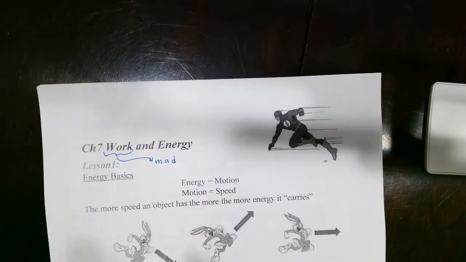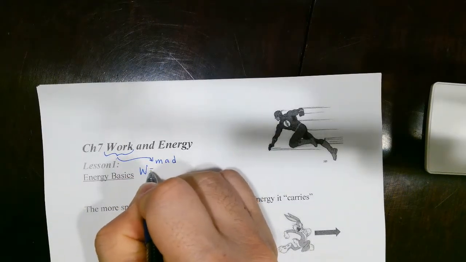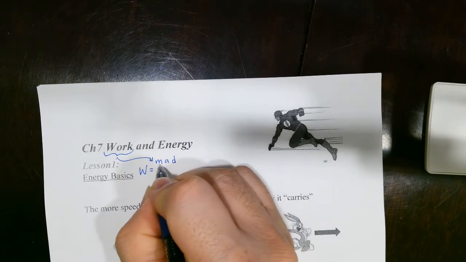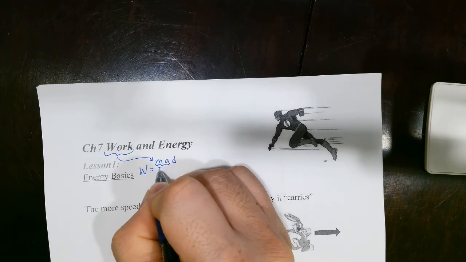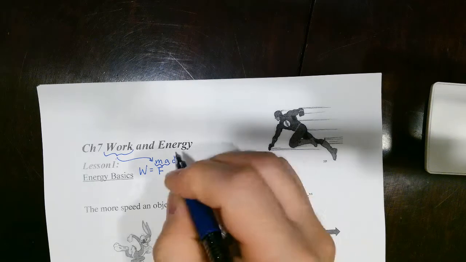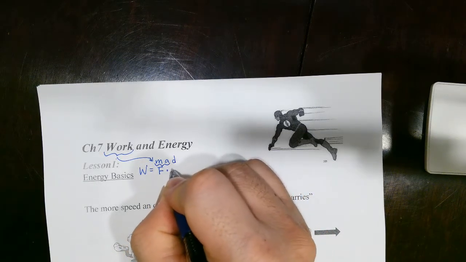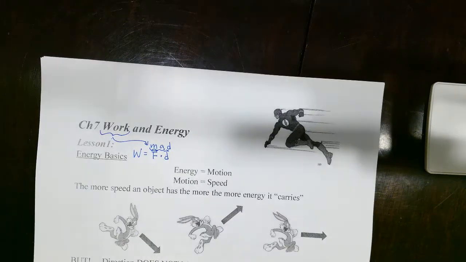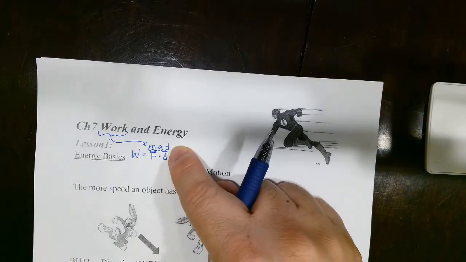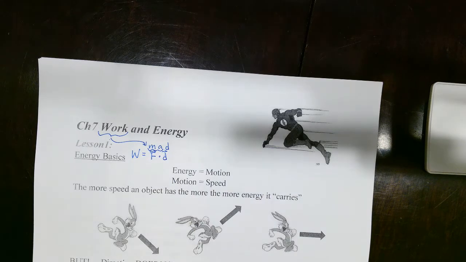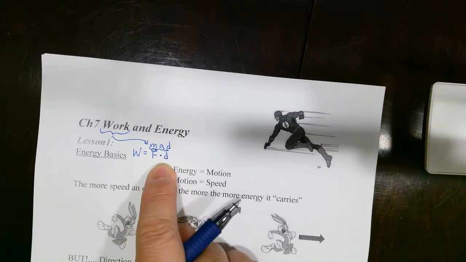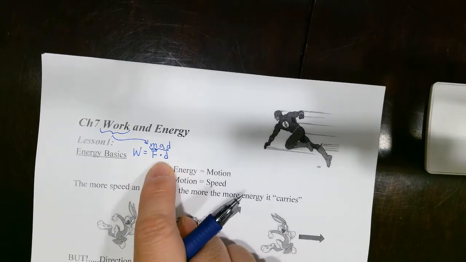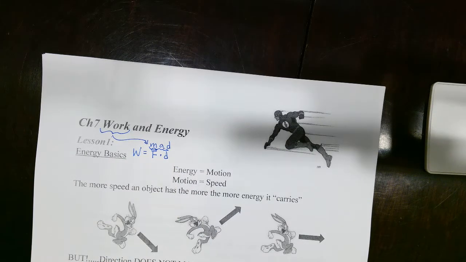Well, work then is equal to force. So ma is force, dot displacement. So they knew work is equal to ma even before Newton. Wow, it's amazing, right? So force dot d is equal to work, okay?